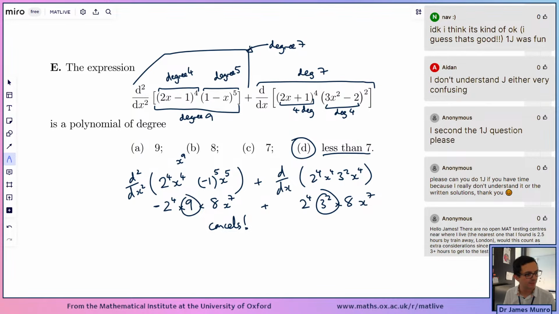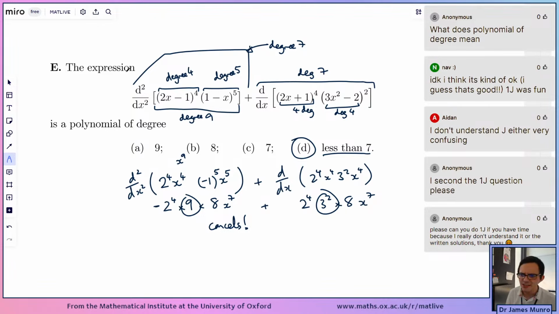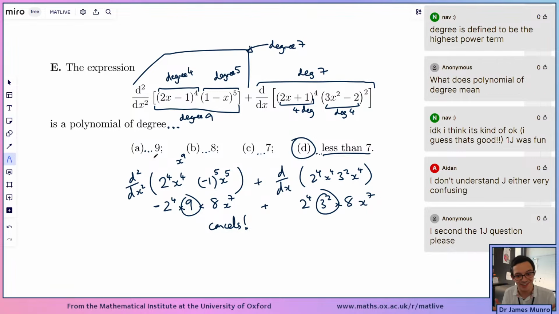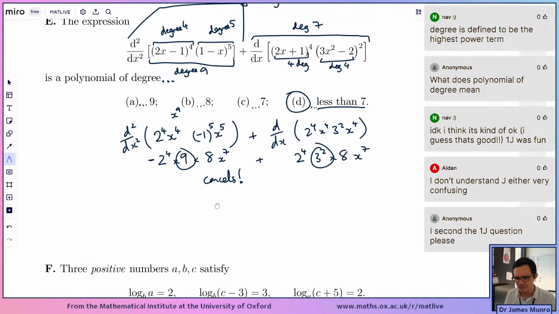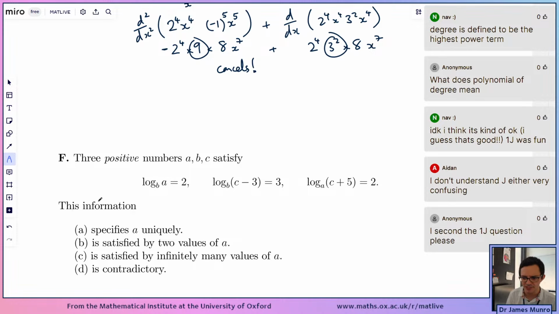Is it okay? Okay. I don't understand 1J. Polynomial of degree. Yeah, so the sentence here, like some math questions, we're supposed to be trying to complete the sentence. So it's like degree 9, or is the answer 8, or is the answer 7, or is the answer less than 7? I agree. It looks a bit like we're being told the expression is a polynomial of degree, which sounds quite grandiose, right? Like sounds fancy. But Matt does this thing where we're supposed to complete the sentence. Like down here, for example, this information. Maybe we could put ... or something, and you can kind of complete the sentence.